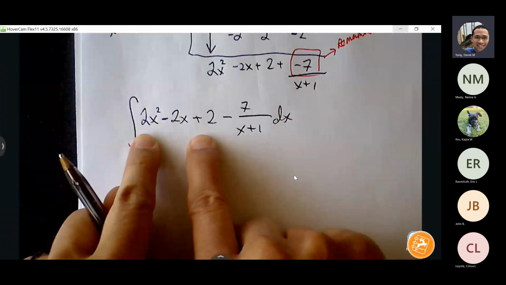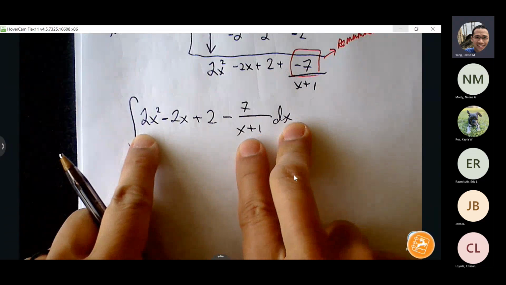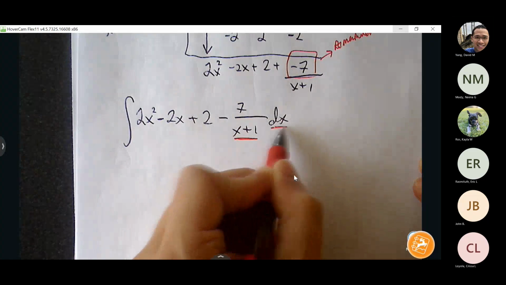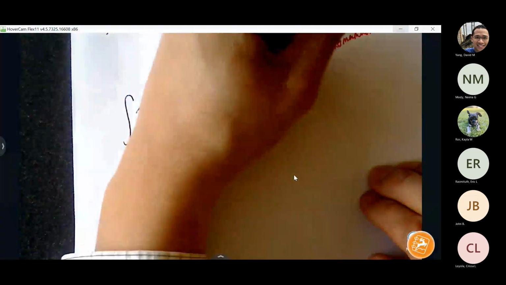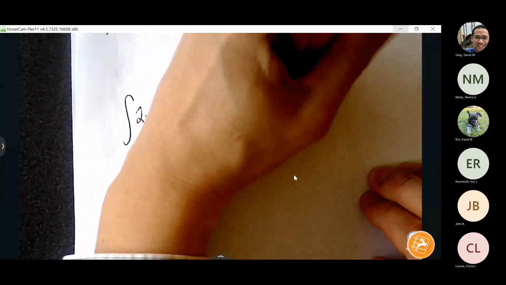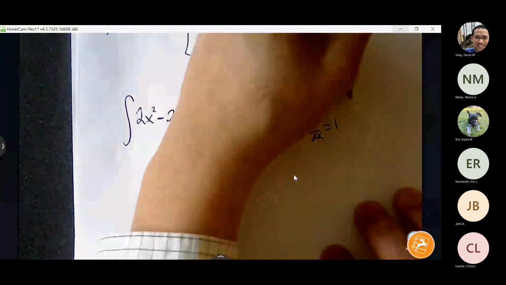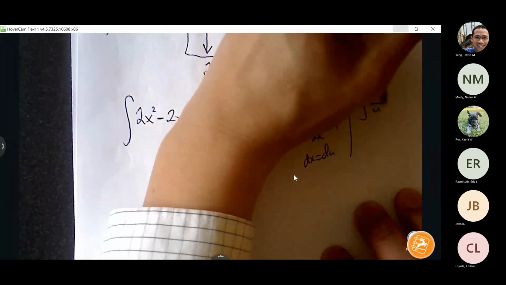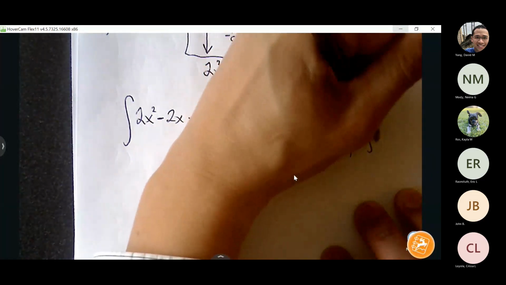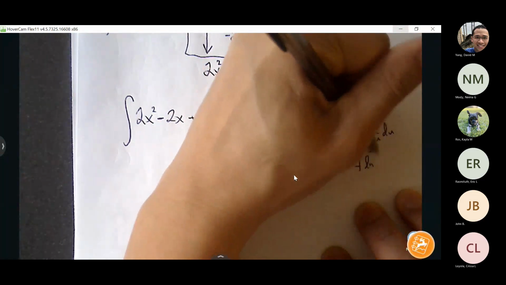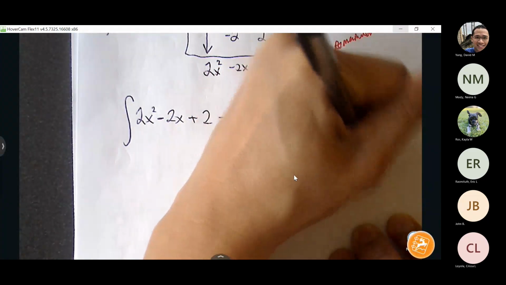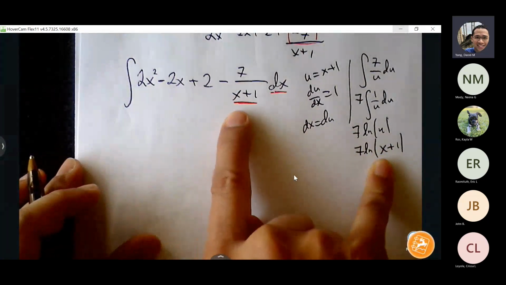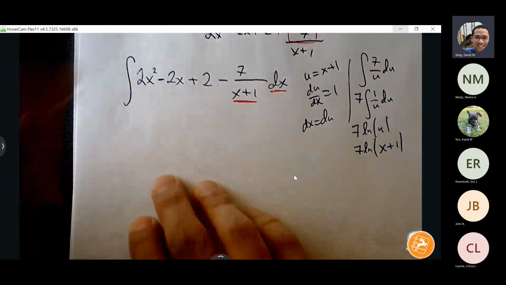Power rule for each of my first 3 terms. Last term, I can go through a little bit of u substitution, but it's going to be a natural log problem. Going to get that out of the way first. Okay, so I know that's the result of my last term. Apply power rule for each.